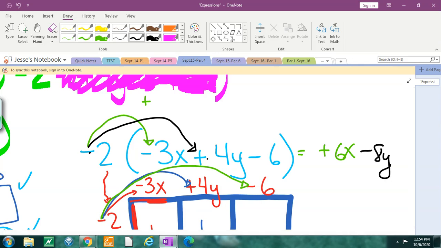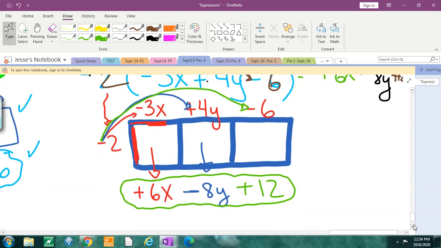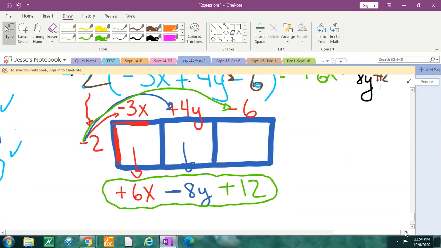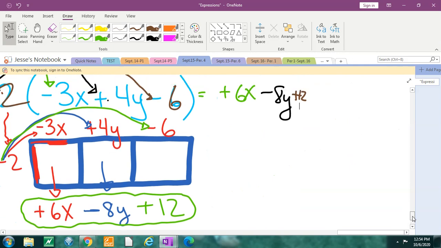Okay, and the last one, brown. Negative times the negative. See? It's like the missile. Negative times negative is a positive, and 2 times the 6 is 12. And do I get the same answer? Let's see. 6x minus 8y plus 12. Yep, you got the same answer. All right, got it? There you go. And that's it for the lesson.